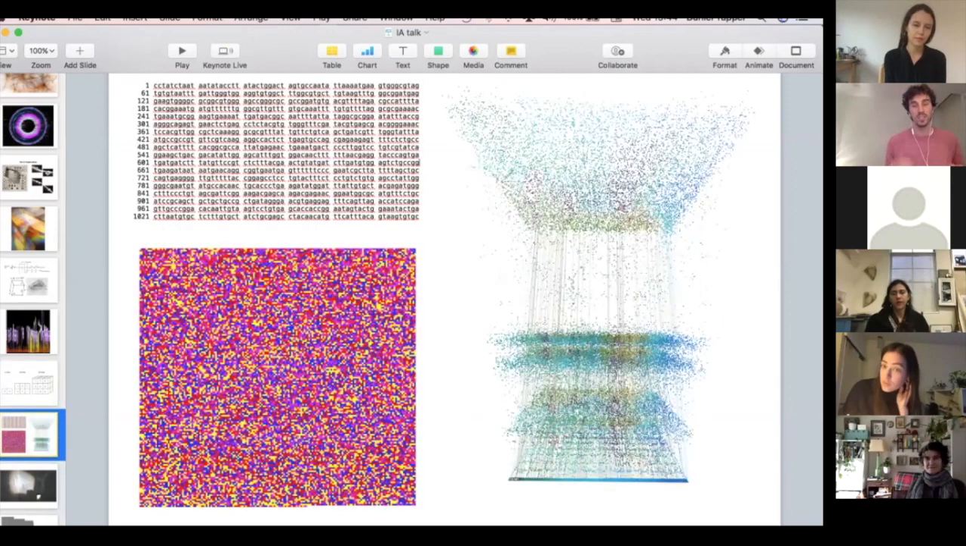This is basically where I combine different data sets together to create an output that doesn't necessarily refer to any one of them, but incorporates all of them. So it's kind of like this 3-dimensional superstructure.